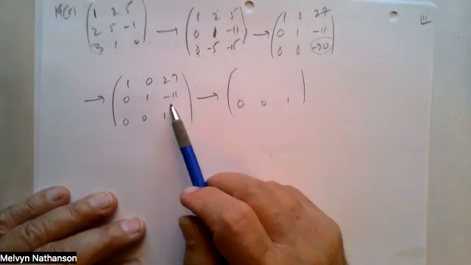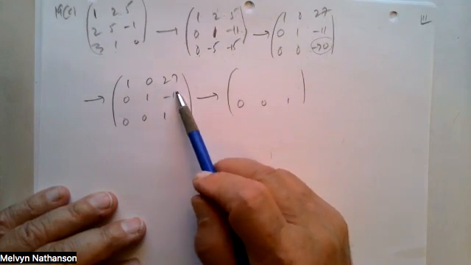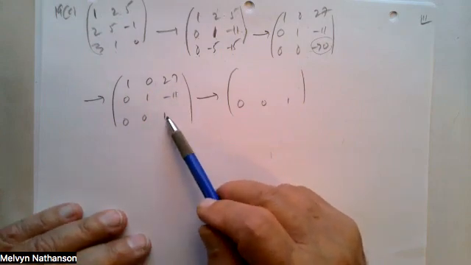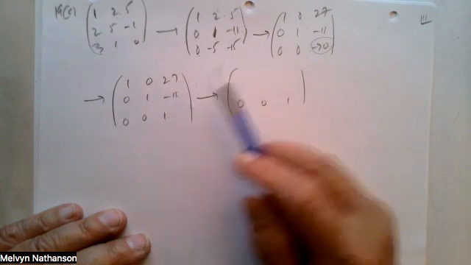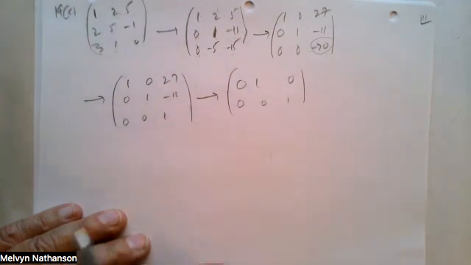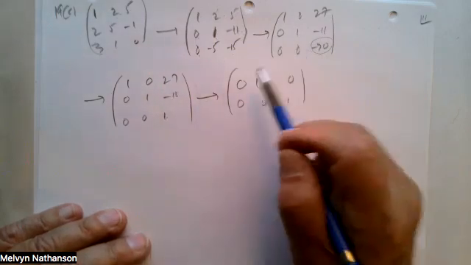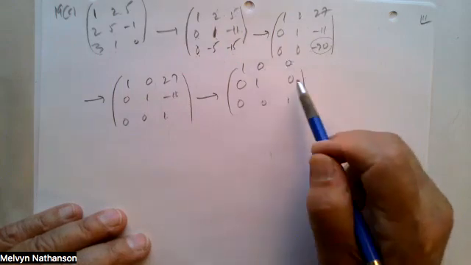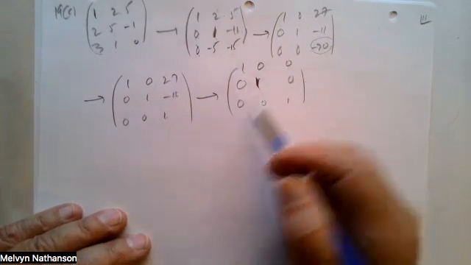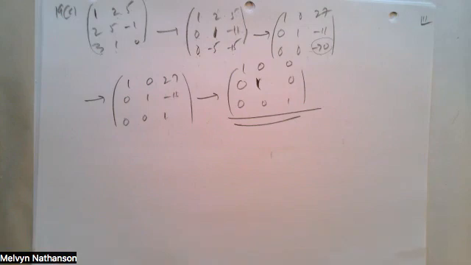Then I want to get a 0 here. So if I multiply the third row by 11 and add to the second row, I get 0, 1, 0. And if I multiply the third row by minus 27 and add to the first row, I get 1, 0, 0. So this is the answer. That's the matrix in reduced row echelon form.